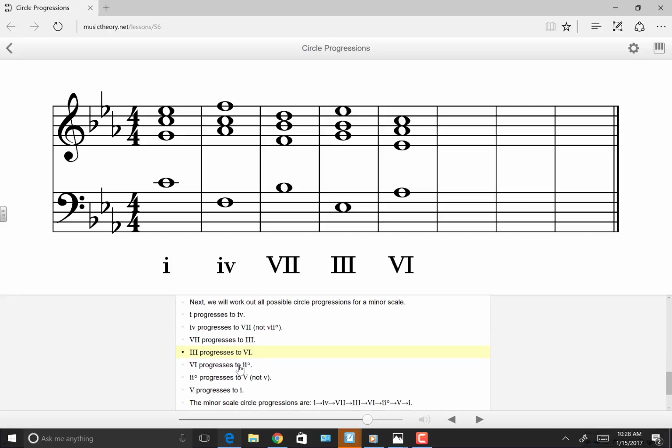From 6 we can progress to 2. Note that the 2 chord in minor is diminished. 4, 7, 3, 6, 2. 2 loves to go to 5. Okay, here we have a capital 5. We always like to end on a dominant that's major, going back to minor 1.